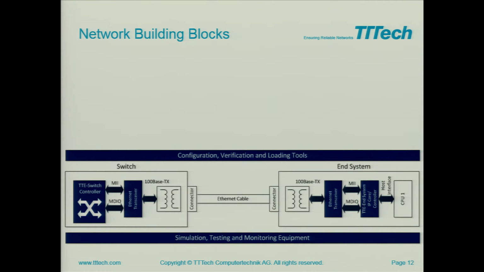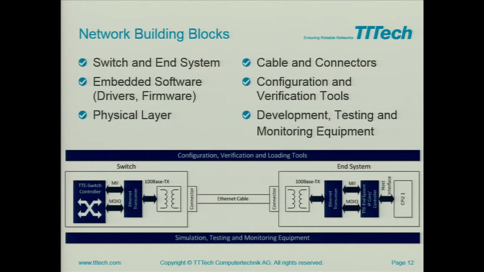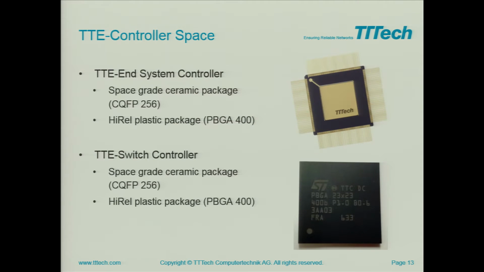So what do we need for that? To support the protocol: the switches and end systems, so the digital part of the switches and the end systems. Then the software drivers, firmware, and so on running on the computers. A physical layer, so Ethernet physical layer, which needs to be radiation hardened, for example. Cables and connectors, configuration tools, and development equipment. And I will now pick these two components, which I will show you now.